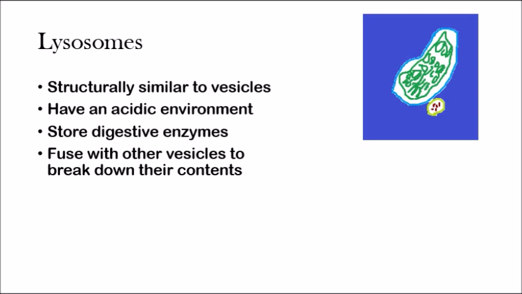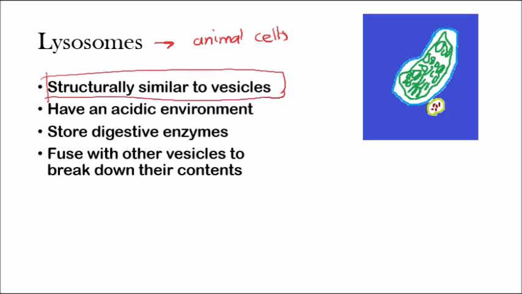Now, an important thing about lysosomes is that they're only found in animal cells. You never see them in plant cells. Okay. Now, they're structurally similar to vesicles, because they are formed just like how vesicles are.